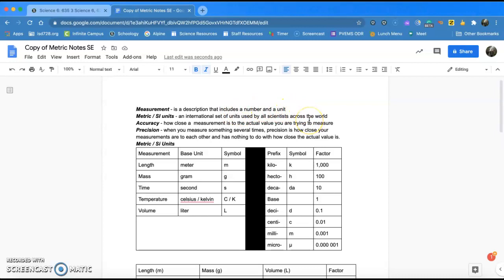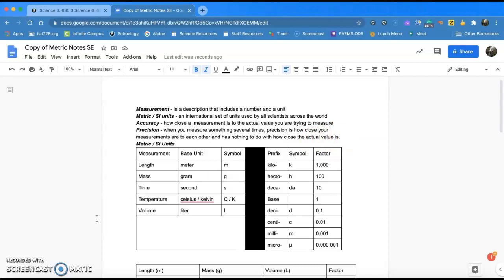So it's essentially just we need to know how large or small things are, and so we need a way to do that. The way that we do it in science is with the metric system. It's an international set of units that all scientists use across the world. Accuracy and precision, we'll come back to those, so I'm not worried about those now. We'll have a full day with accuracy and precision later this week.